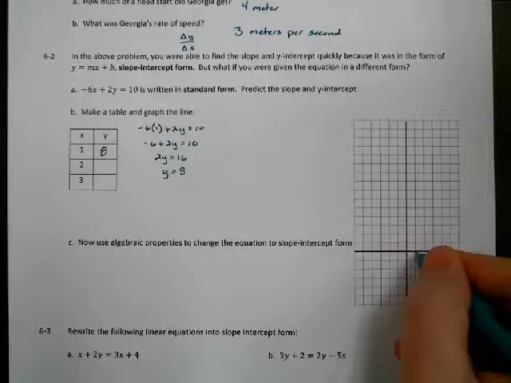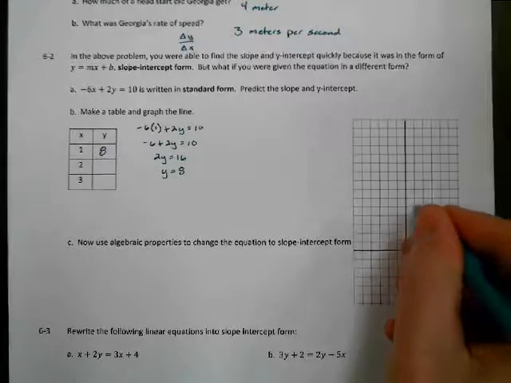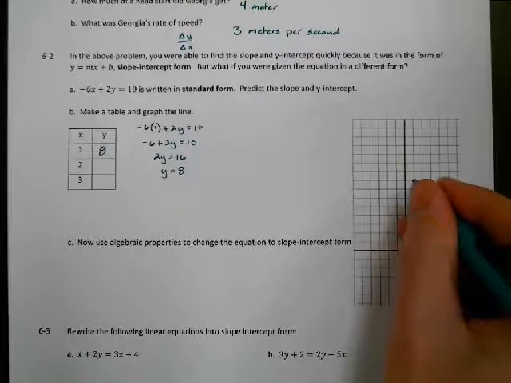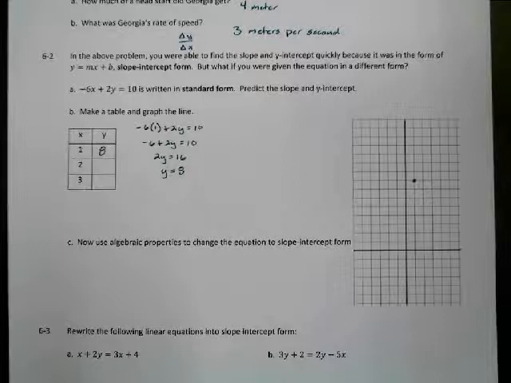So let's go over here. 1, 2, 3, 4, 5, 6, 7, 8. There's 1, 8 right there. That should be a point on our graph.